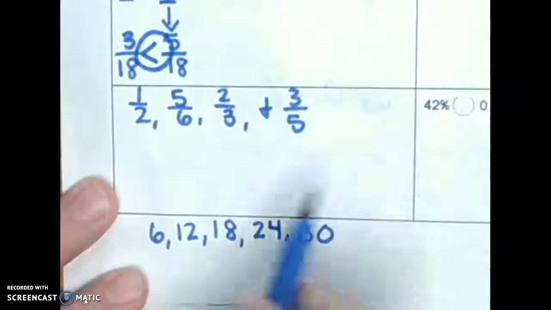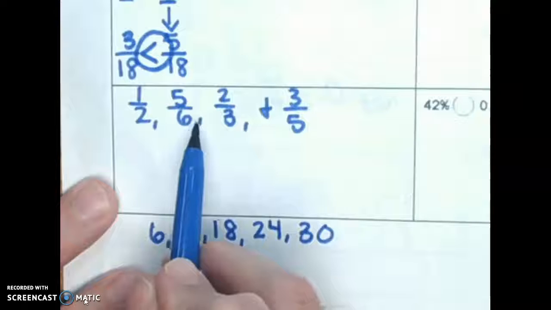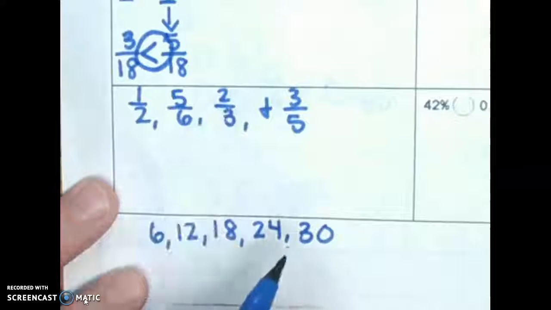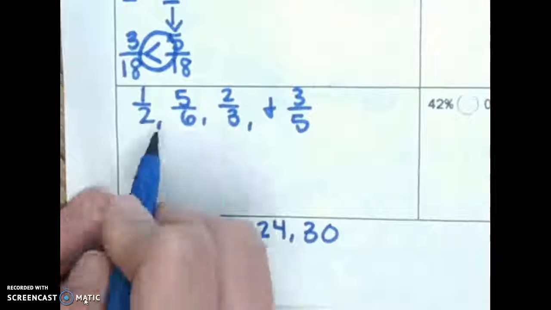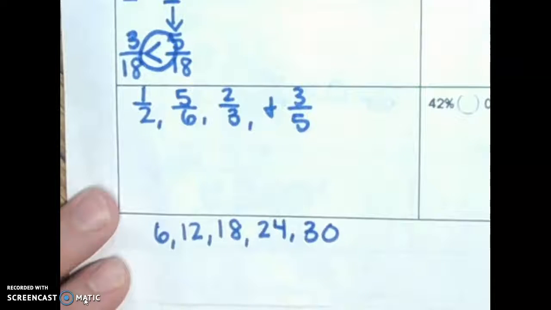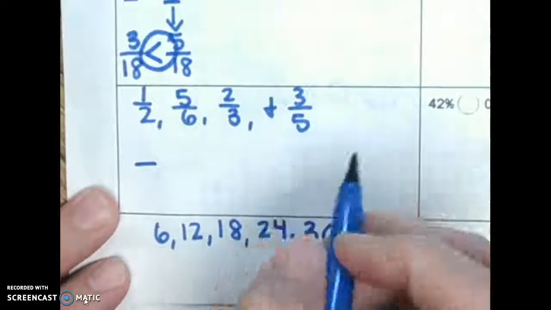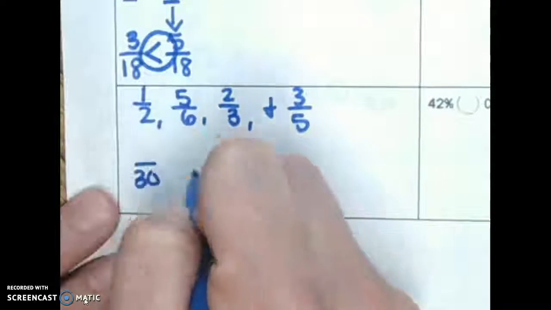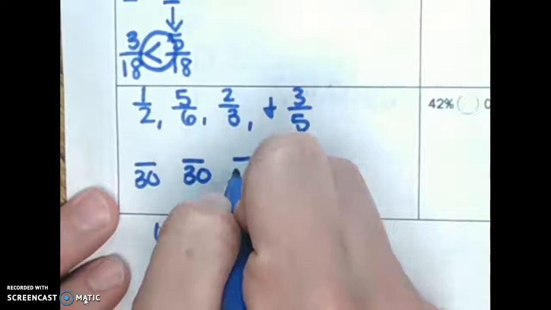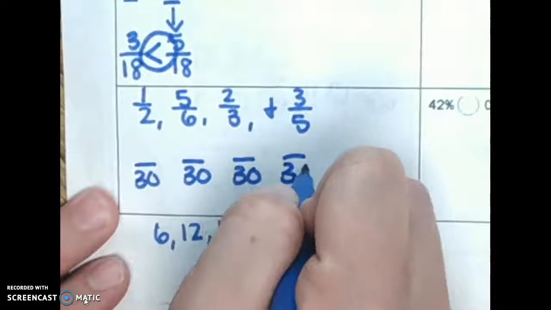Now let's take a look at 30. 2 can go into 30, 6 can go into 30, 3 can go into 30, and 5 can go into 30. So we're going to rewrite these fractions with the denominator of 30 on the bottom. So there are 4 fractions I need to redo. So I'm going to write 4 of them down here with a 30 on the bottom.